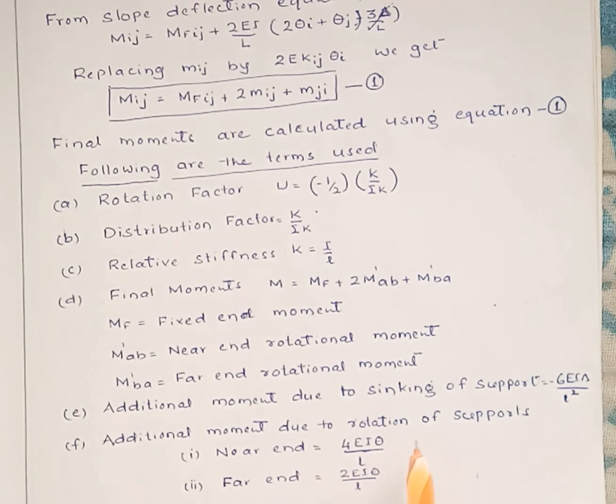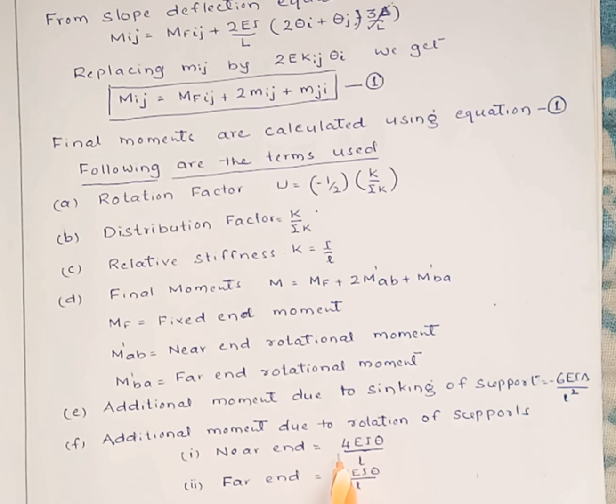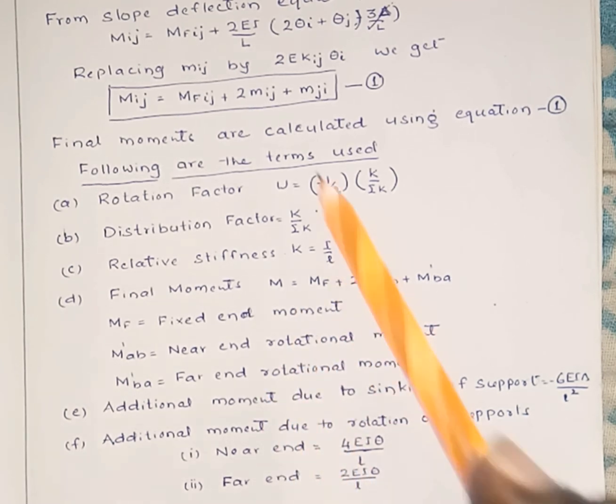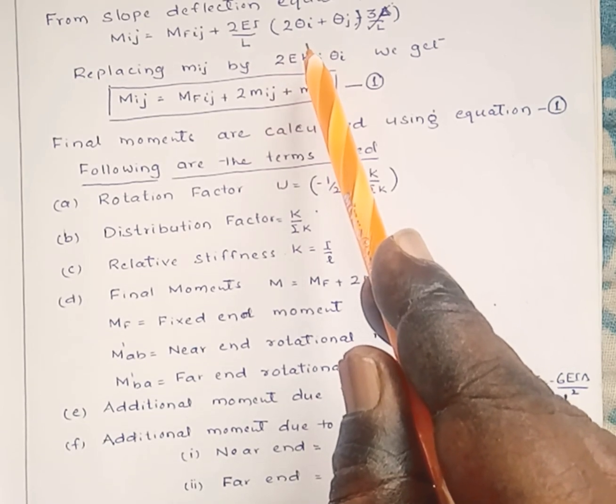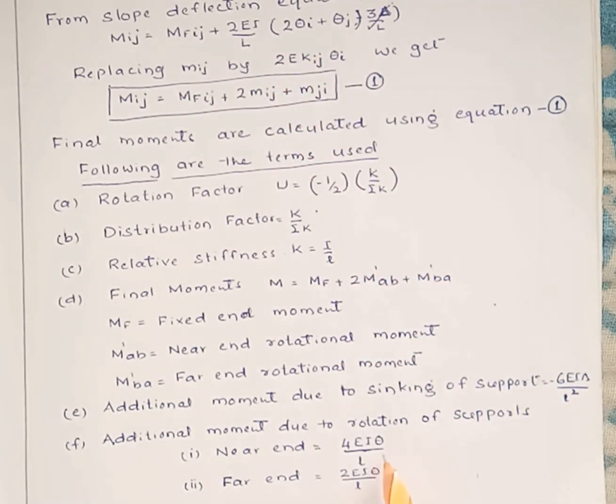The additional moment due to the rotation of the support, if the supports are rotated either in clockwise or anti-clockwise direction, then you have to consider the additional moments due to the rotation of the support. For the near end, again by the slope deflection equation, 2EI by L into 2 theta, that is 4EI theta by L. If the rotation is clockwise, then that is positive. If the rotation is anti-clockwise, then that is negative.